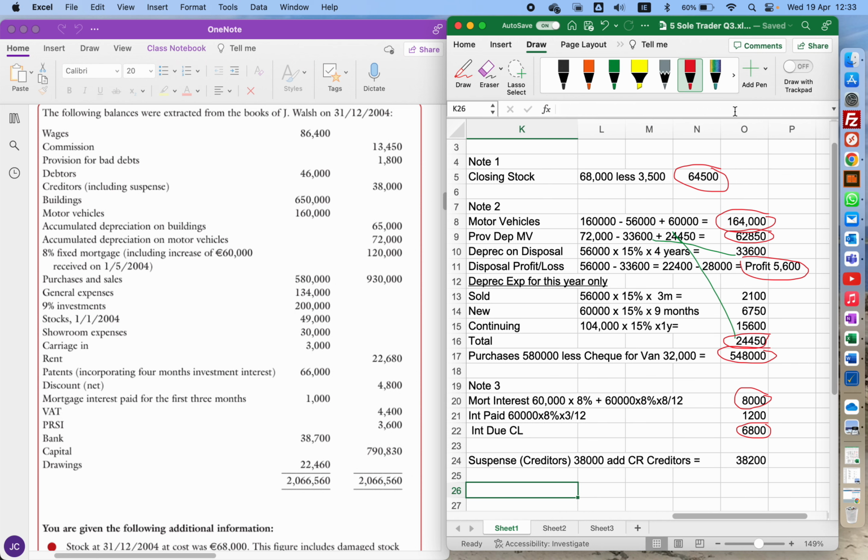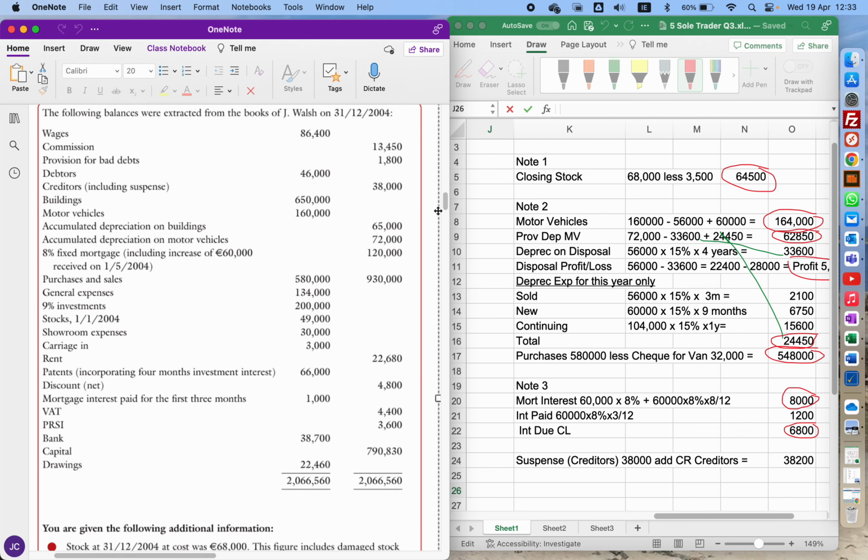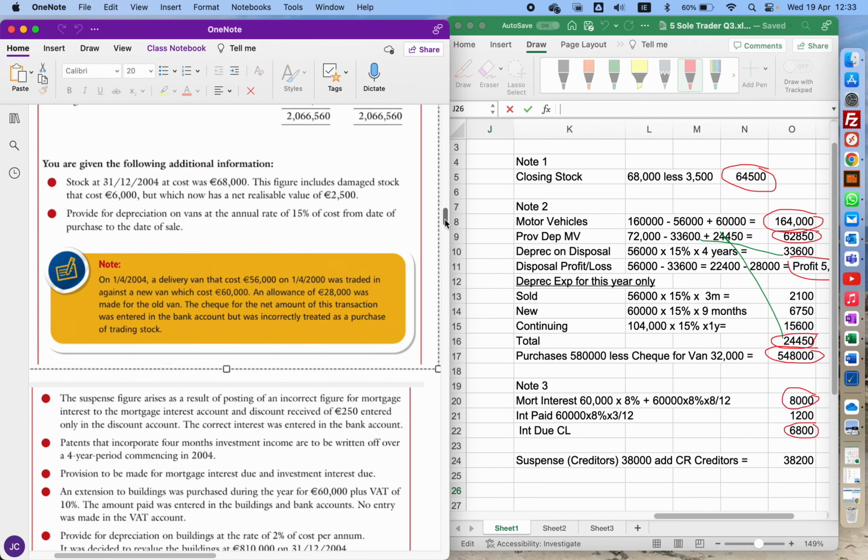Now, the second suspense issue is discount received entered only in the discount account. Discount received, would that be a debit or a credit in the discount account, Josh? Discount received, debit or credit? Why? Because it's taken off. Nope. Because it's an income.